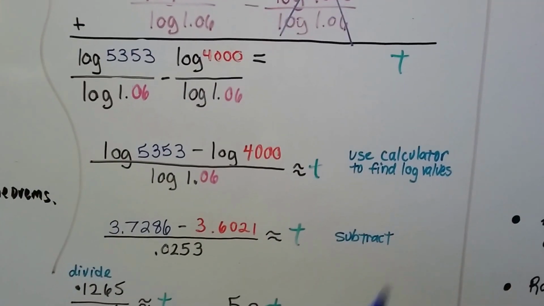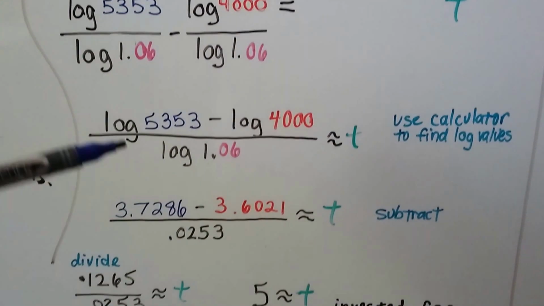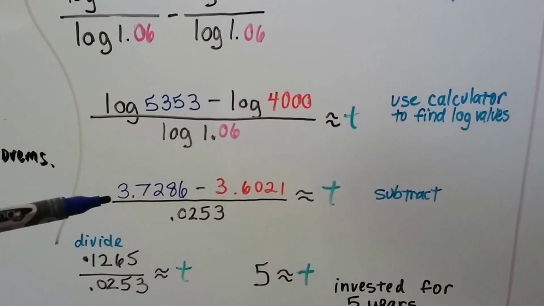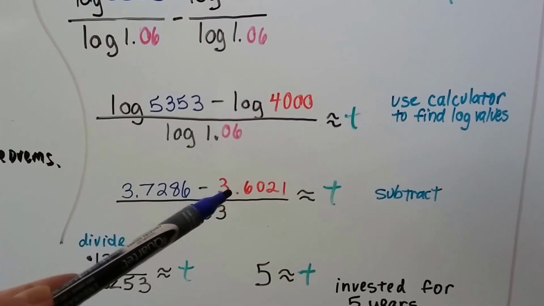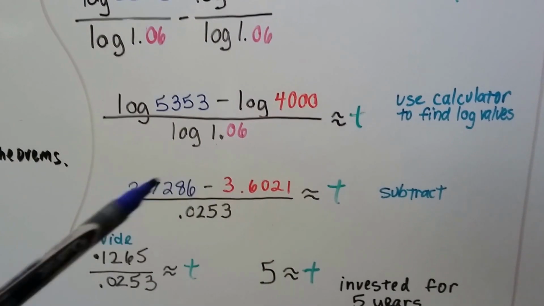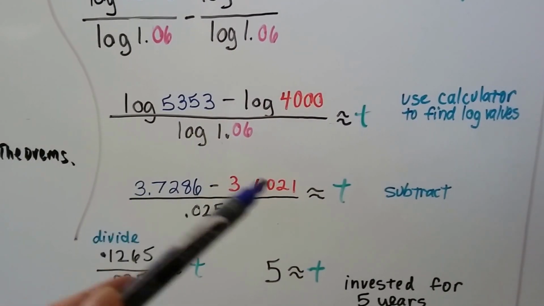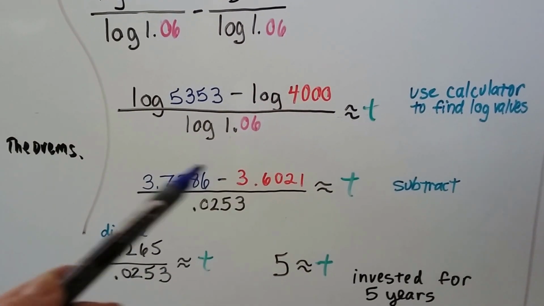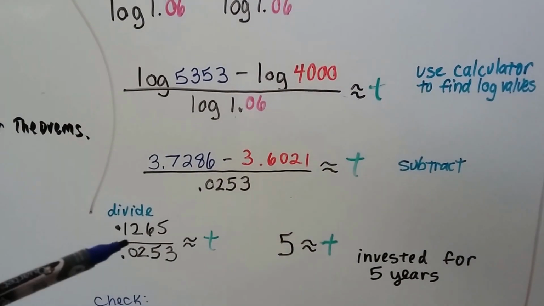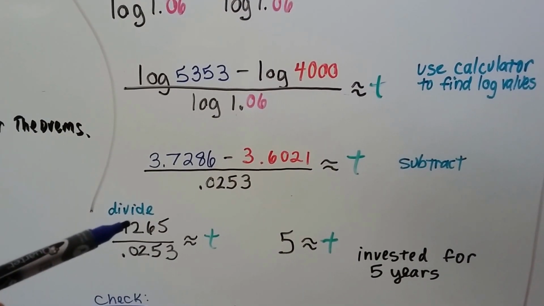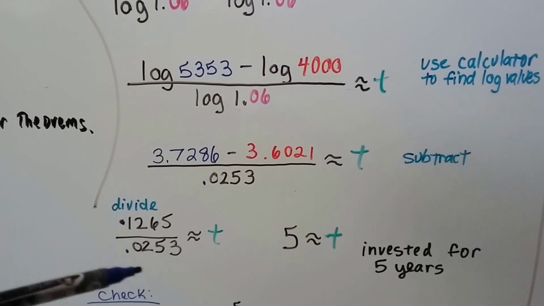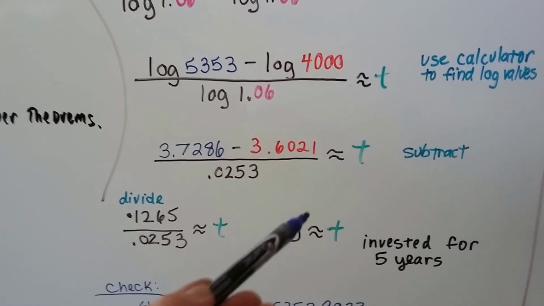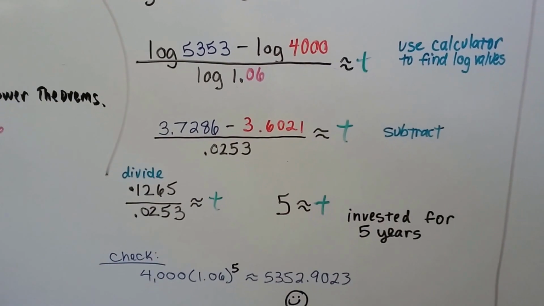Now what we have to do is use our calculator to find the log values. We type in log 5353 and we get 3.7286. We type in log 4,000 and get 3.6021. We have to subtract these. We have to subtract the blue one minus the red one, don't we? And we get 0.1265. It's going to be over that 0.0253. We do our division, and we find out it was 5. It was invested for 5 years.